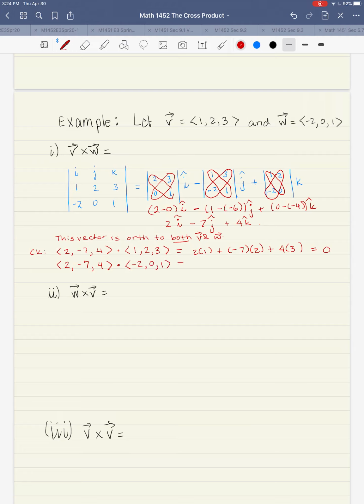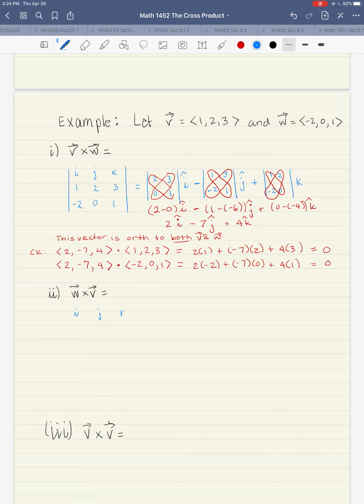Let's do it again. Let's take the dot product between this vector and vector w, negative 2, 0, 1. And we get 2 times negative 2 plus negative 7 times 0 plus 4 times 1. So the middle term 0, negative 4 in front, 4 in the back, booyah. We've got the cross product correctly.